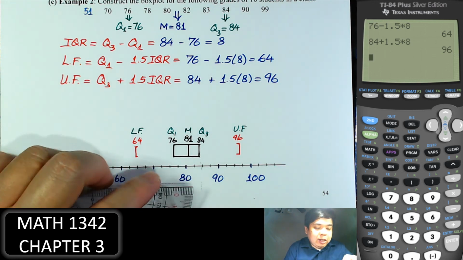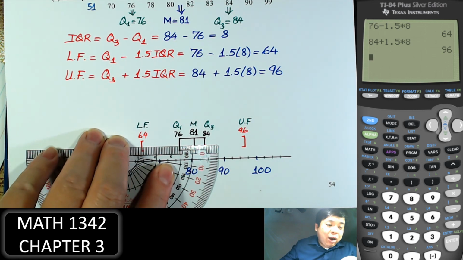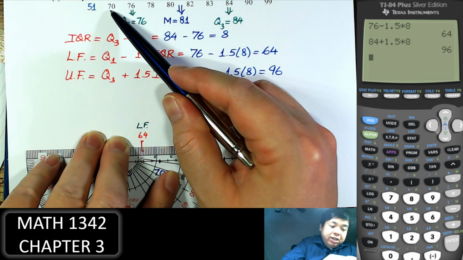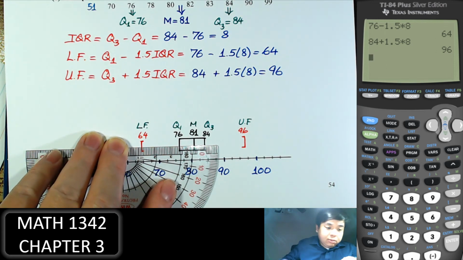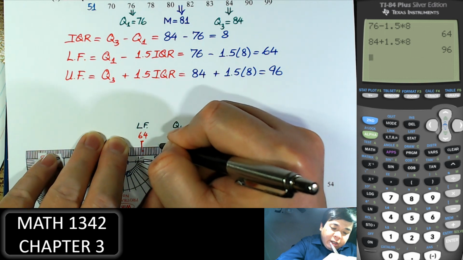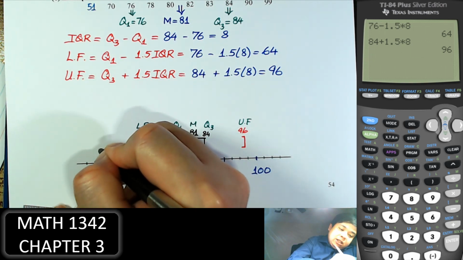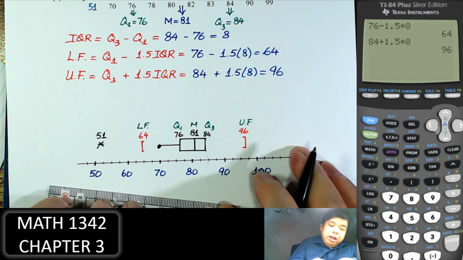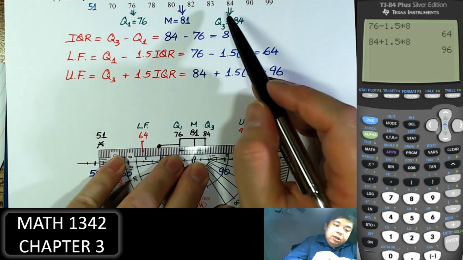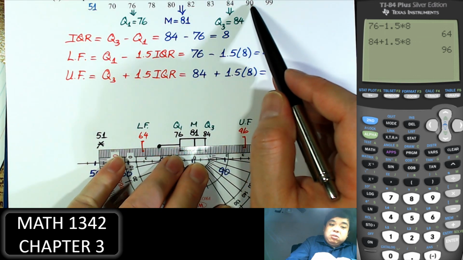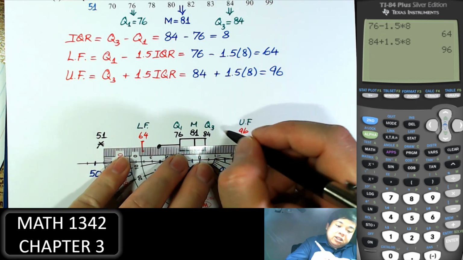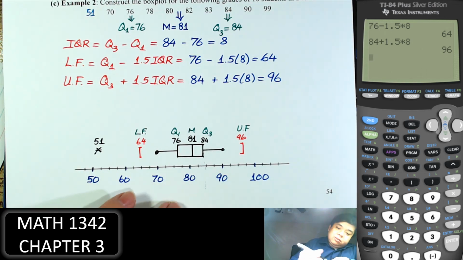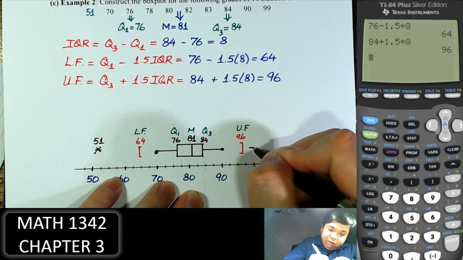Right, now we start from the first quartile down to the numbers still within the fences. So from 76 we'll go down to 70 and we stop at 70. We're not going to go to 51 because 51 is an outlier. And then from the third quartile we go up to a number still within the fences. 99 is outside the fence, so we go up to 90. And then 99 is an outlier.